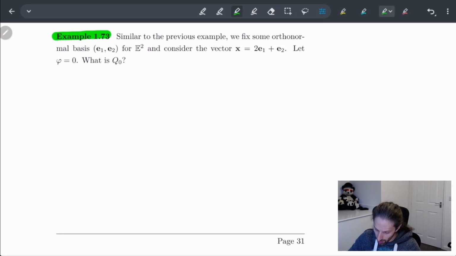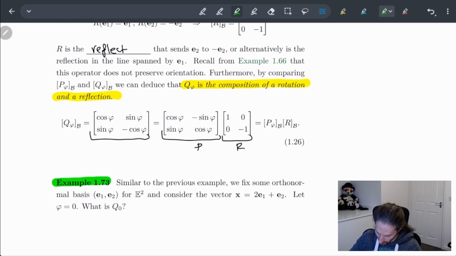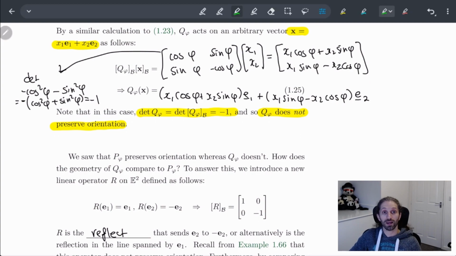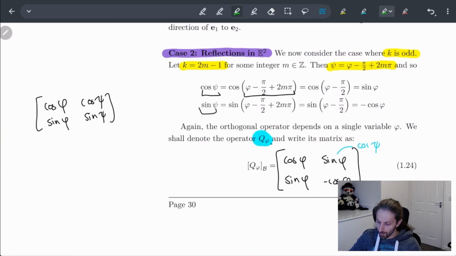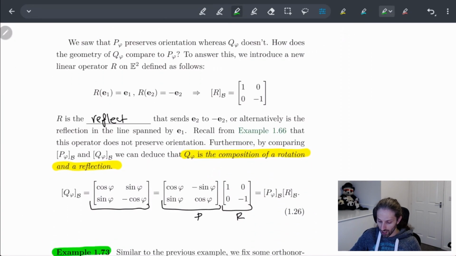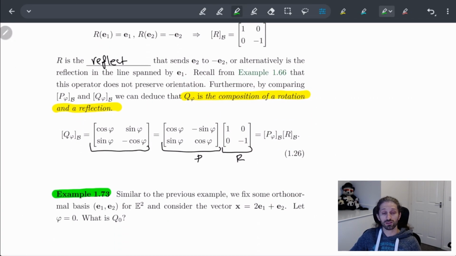Before we do the example, let's remind ourselves what this Q operator is. We set K to odd. And then I notice that if K is odd, I get this matrix, cosine phi, sine phi, minus cosine phi. This is really just a multiplication of my P matrix, my rotation matrix, with some reflection where I swap E2 and E1. I flip E2 over its hyperplane, sorry. So Q is just a rotation times a reflection.